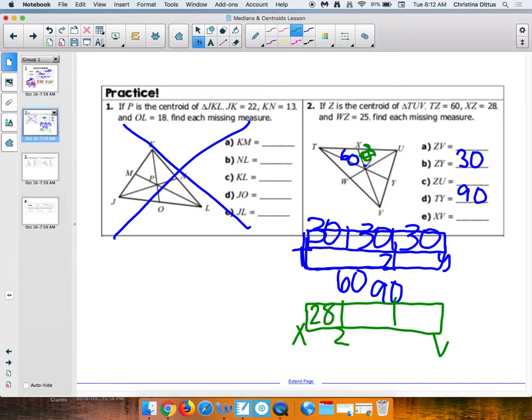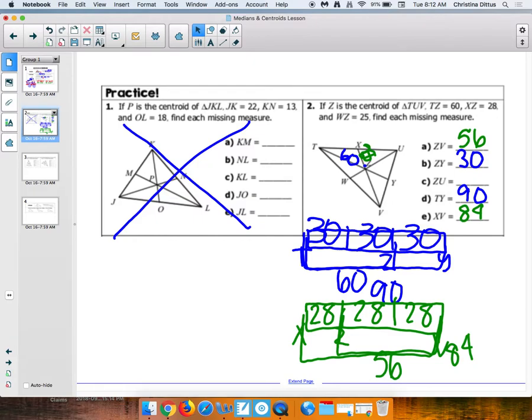So how much is each of these boxes? 28. Good. So when I look at Z to V, how much is it? 58. 56, right? 56. You're close. So Z to V is 56. How about X to V? 84? Yeah, I'm gonna trust you. Okay, questions there?